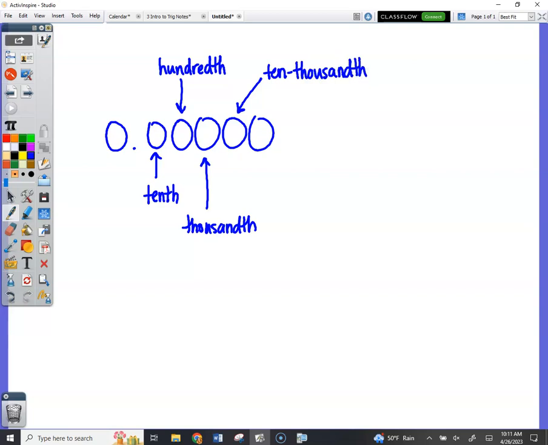How many zeros are in 10,000? 4. So it means 4 numbers after the decimal. So if I ever tell you to round to something, all you have to do is ask yourself how many zeros are in that number, and that's what you're rounding to. Now, let's have a refresher on rounding.